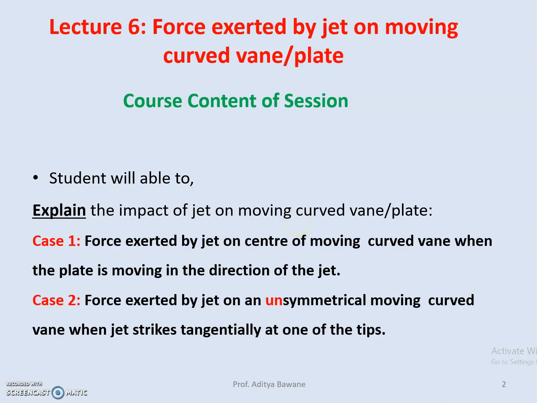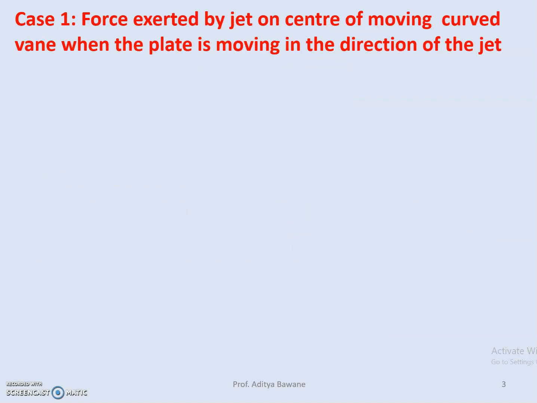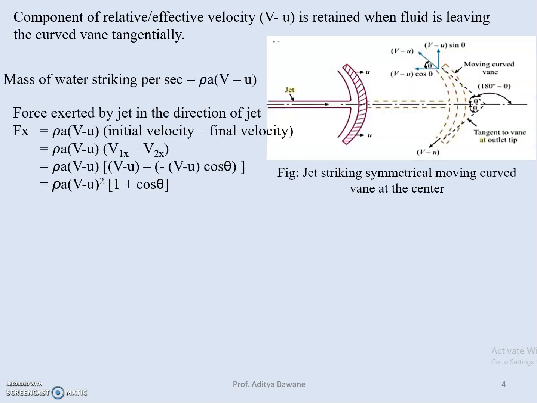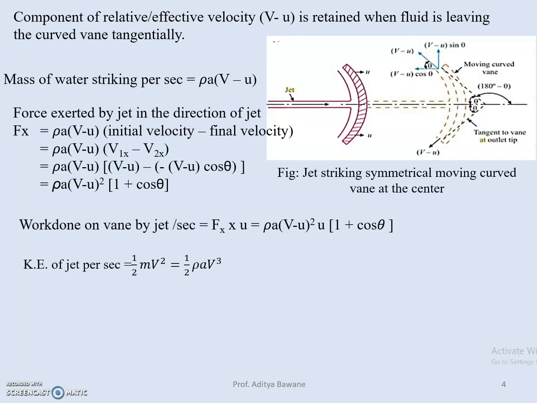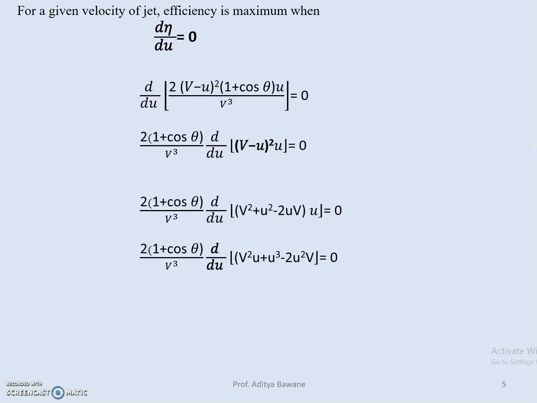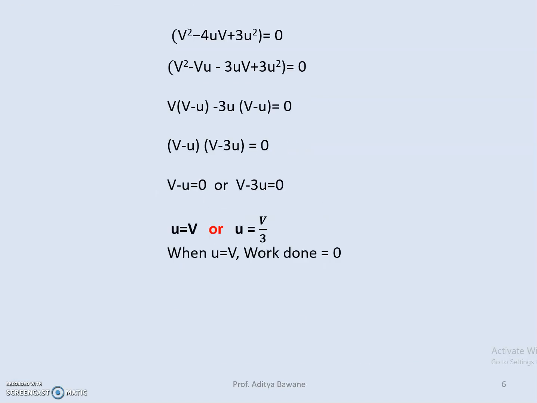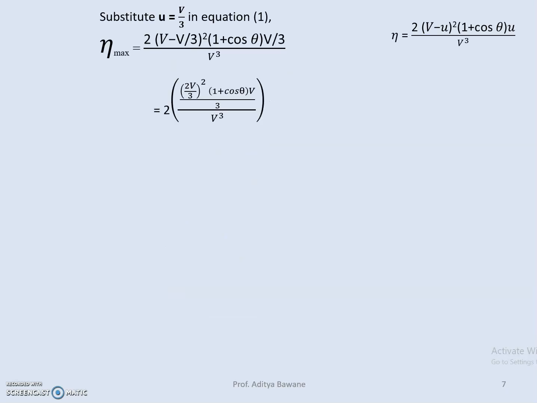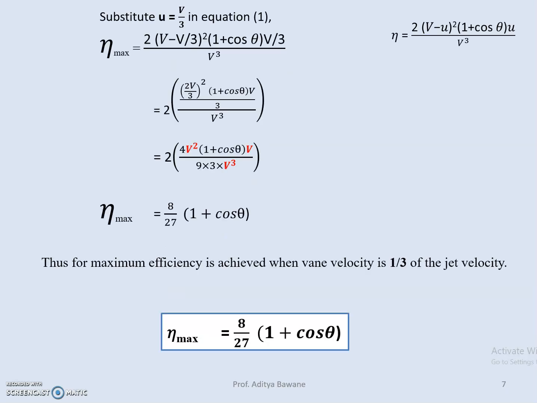In the last lecture we studied the force exerted by jet on moving curved vane at the center. In this case we derived the formula for efficiency, and then we saw the condition for maximum efficiency as u equal to v by 3. From that condition we also found the maximum efficiency is 8 by 27 in bracket 1 plus cos theta.